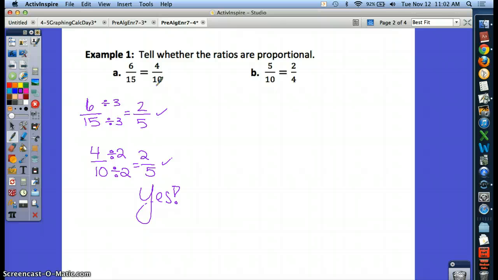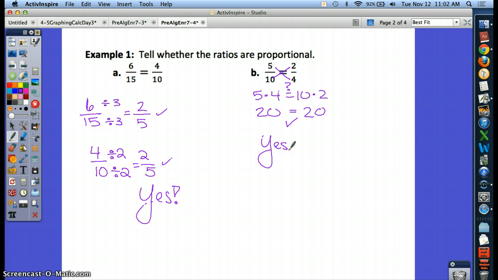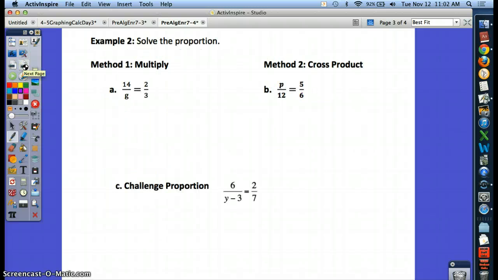For method 2 then on B, we check the cross product. So I want to know, is 5 times 4 equal to 10 times 2? 5 times 4 is 20. 2 times 10 is 20. So yes, this one is also proportional. So you have two methods. You can use either one on your homework. Both methods are good practice. So to solve a proportion, we can use these methods as well, okay?